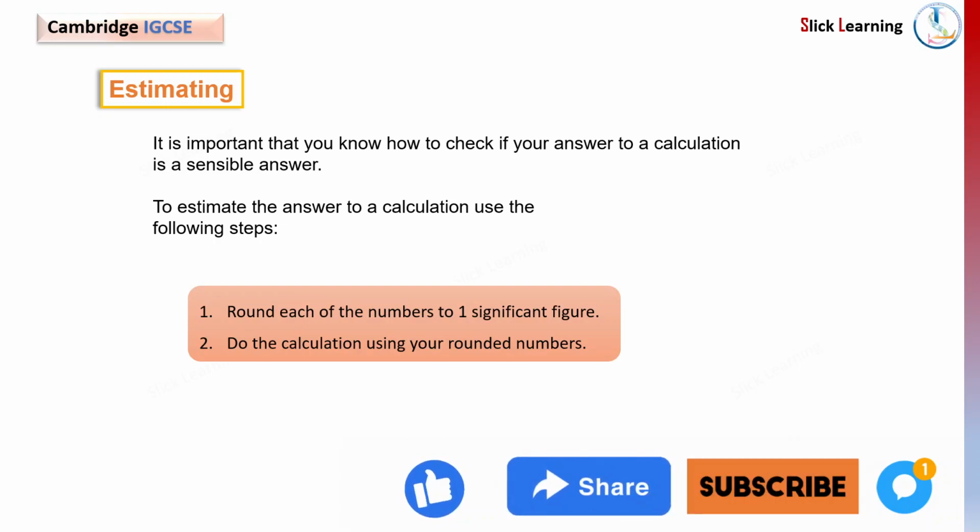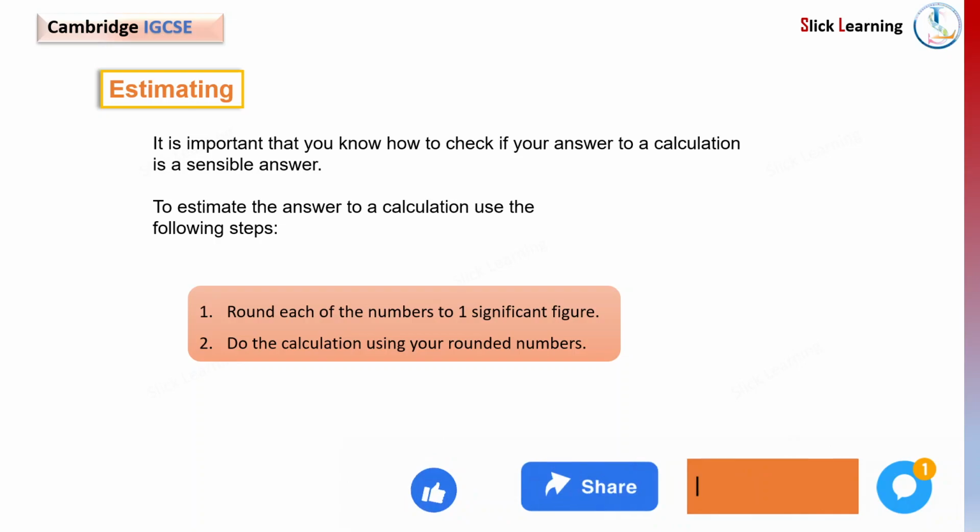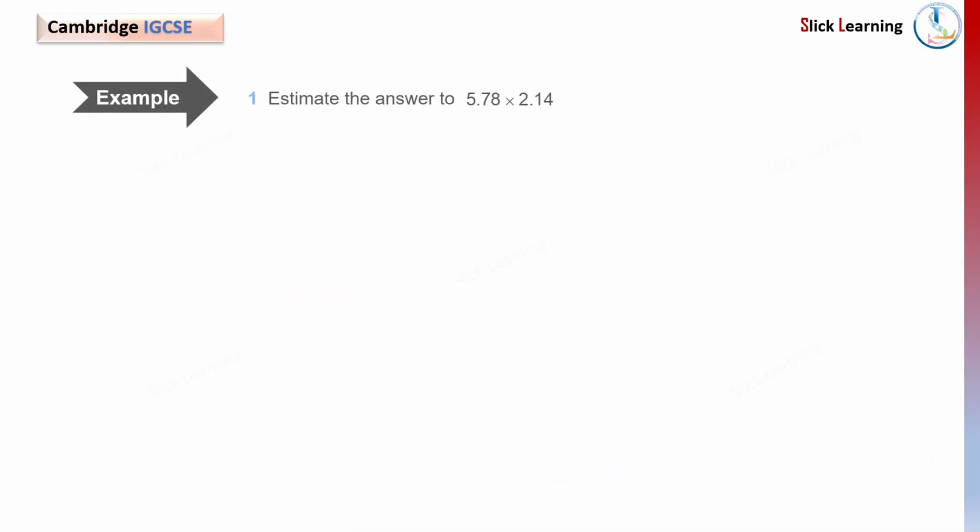The first rule is that we round the given numbers to one significant figure, and the second rule is that we make the calculations on the rounded numbers. Let's see with an example.